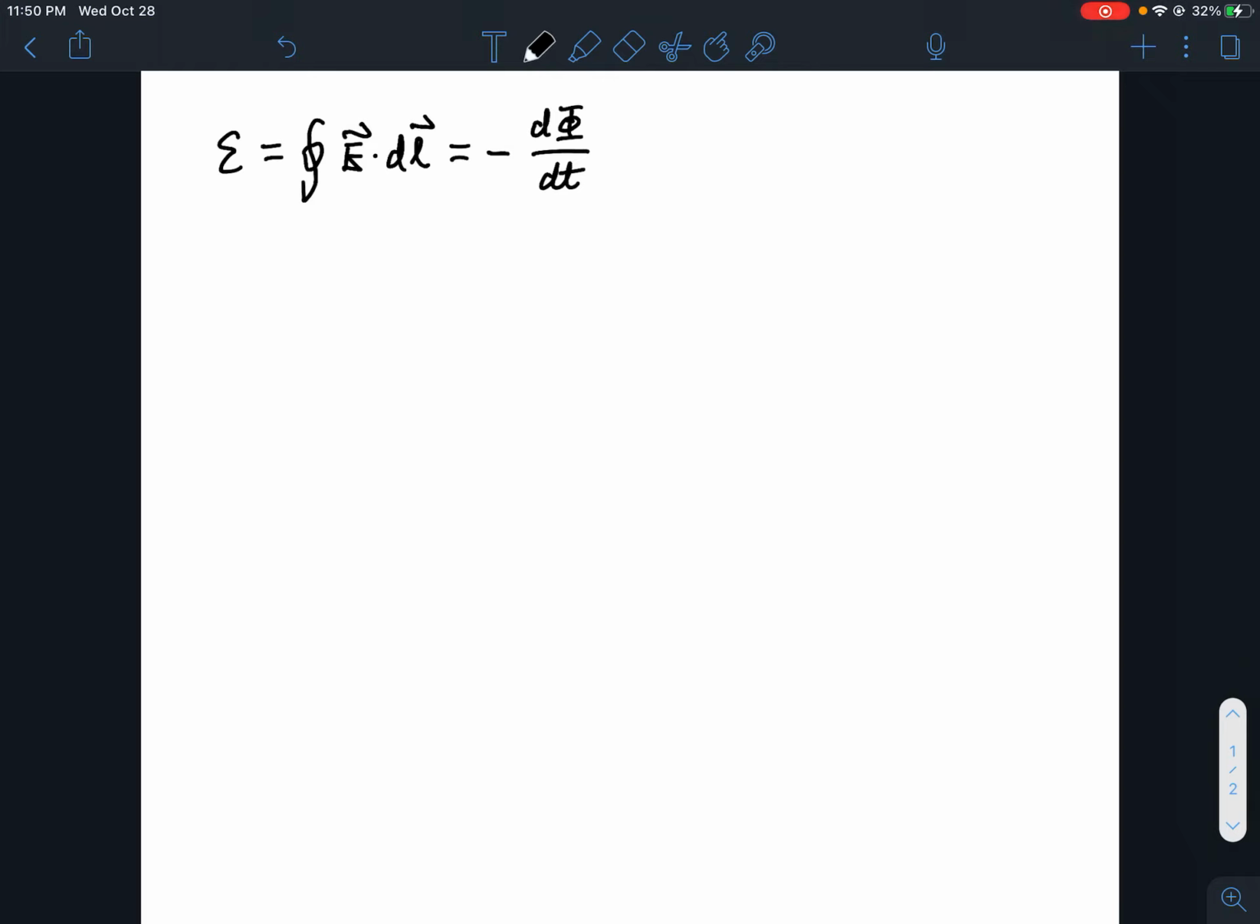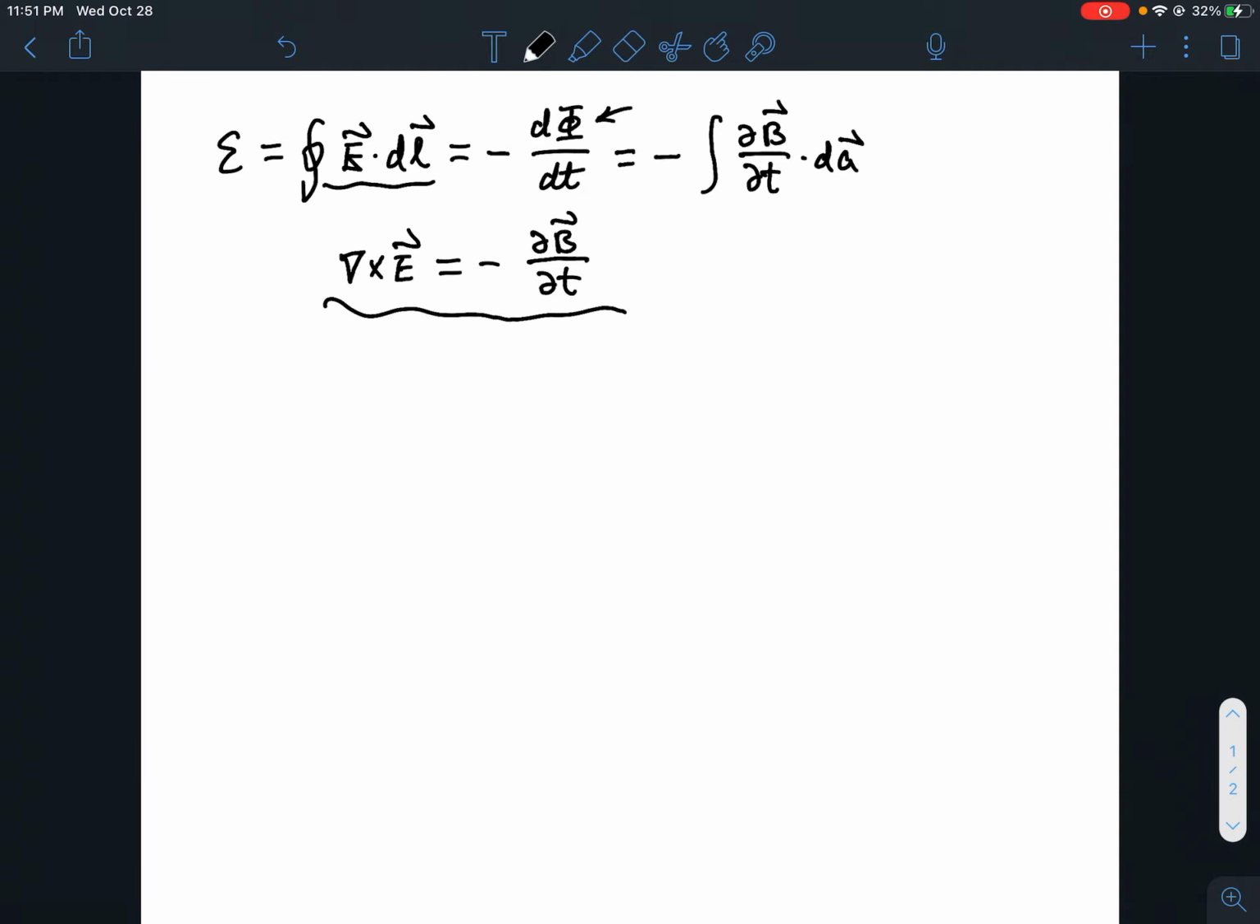And we know that this phi is B times A. So what we really have becomes partial B over partial t dot dA. This is how to calculate the magnetic flux. And from there, we can write this down using the Stokes theorem, and we can write del cross E dot dA. And from there, we get the conclusion, which is Faraday's law.